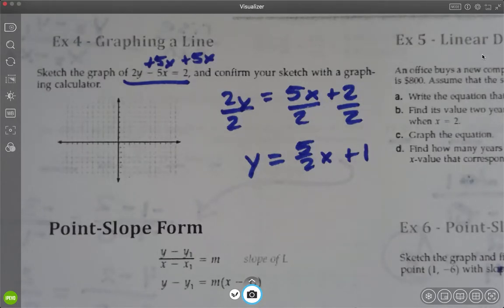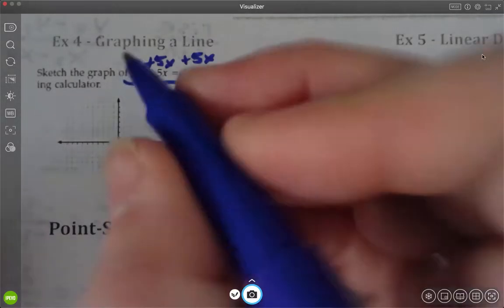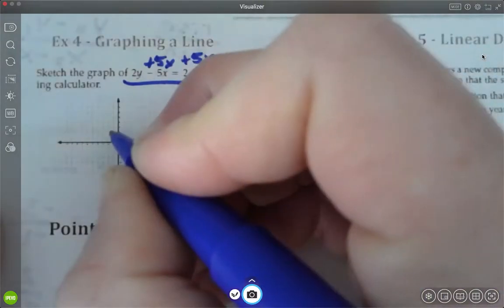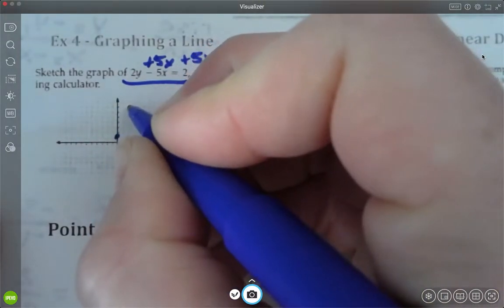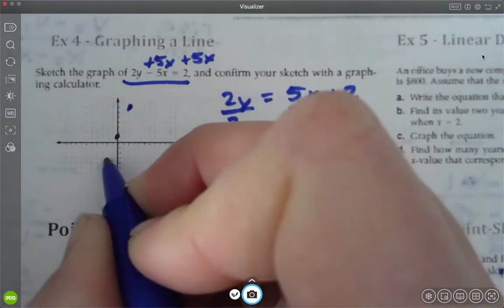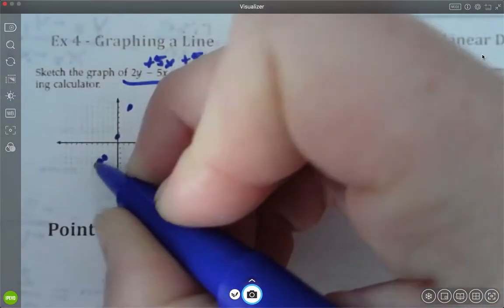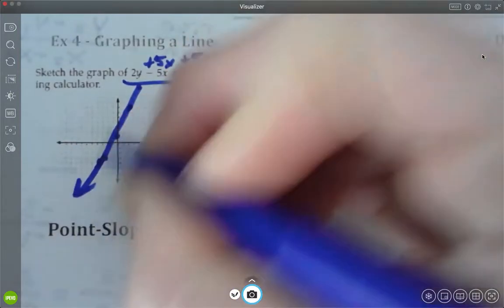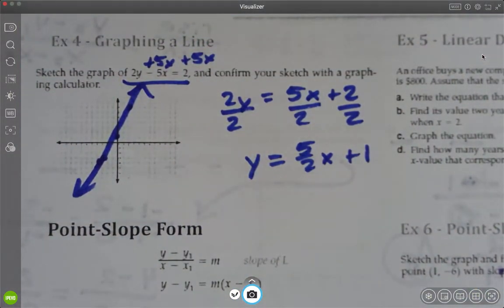We're making this from standard form to slope-intercept form: y = 5/2 x + 1. Graph it. We start at positive 1 and we go up 5 over 2. Up 5 to the right 2, or down 5 to the left 2. Okay, that's the graph of our line.